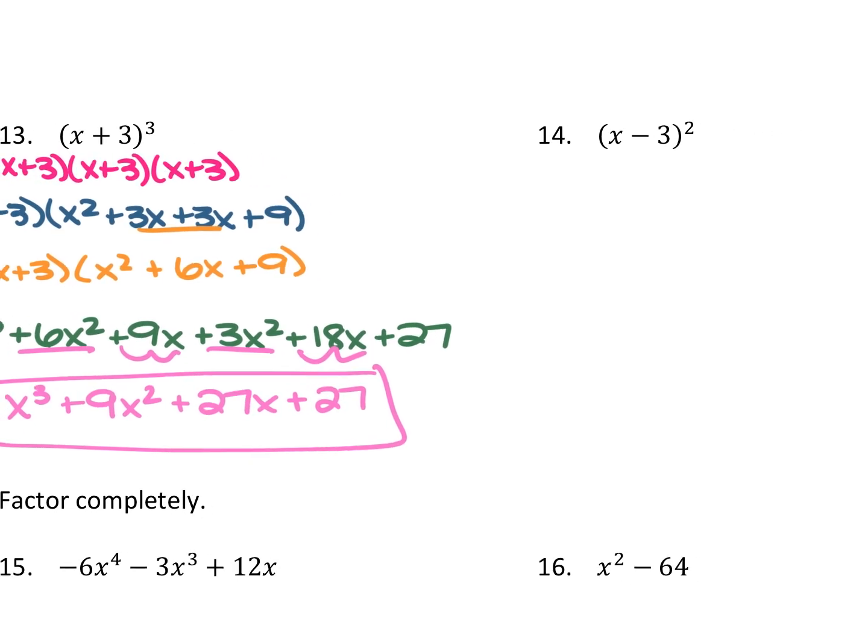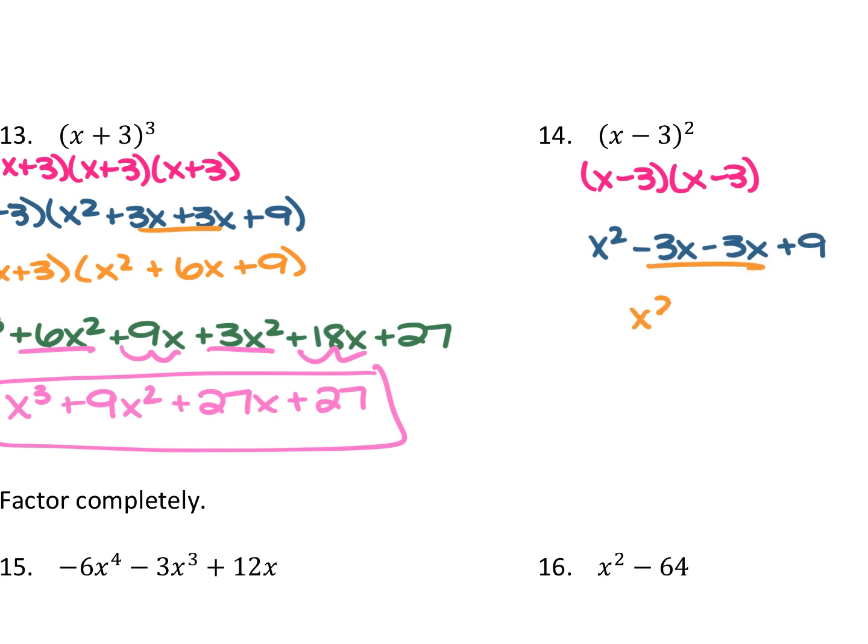For 14, we have x minus 3 squared, so this is x minus 3 times x minus 3. If we FOIL it out, the x times x is x squared. X times negative 3 is negative 3x. Negative 3 times x is negative 3x. And negative 3 times negative 3 is positive 9. Combine your like terms, and that's x squared minus 6x plus 9.